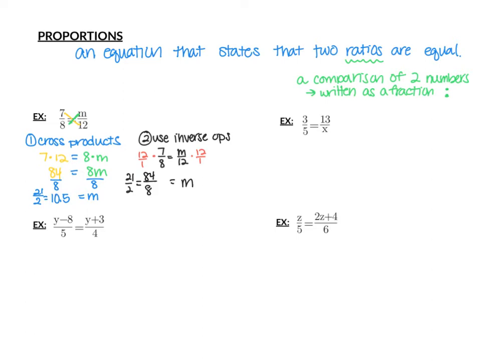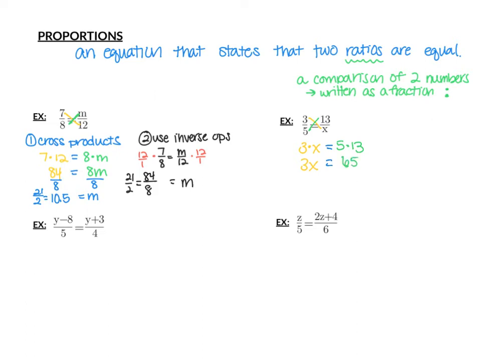All right, hopefully you all had a chance to try the next problem. If we're using our cross products, we are going to multiply the 3 times the x, and we're going to set that equal to the cross of that, which is the 5 times the 13. You'll notice on this one it wouldn't work very well to use inverse operations because the x is in the denominator to begin with. So we get 3x equals 5 times 13, which gives us 65.